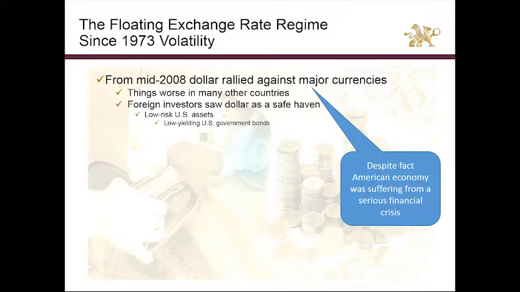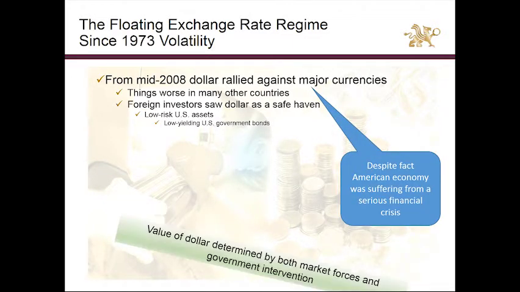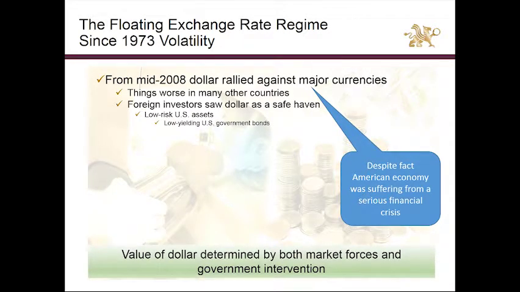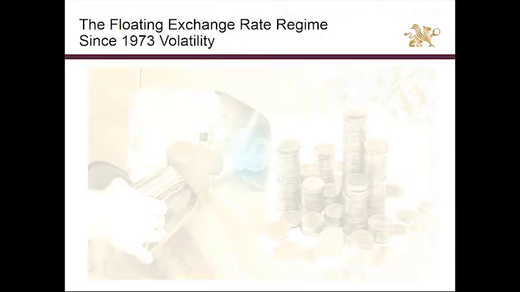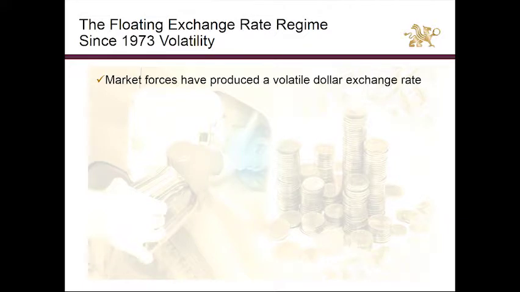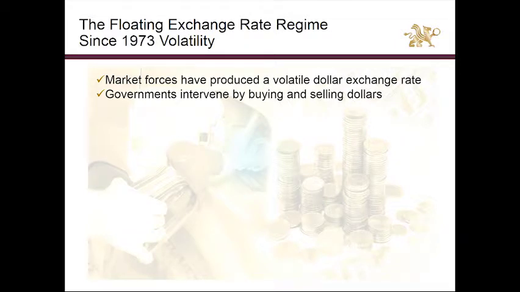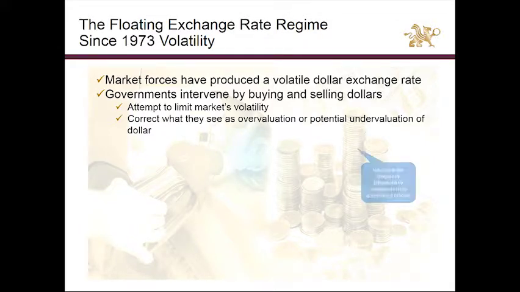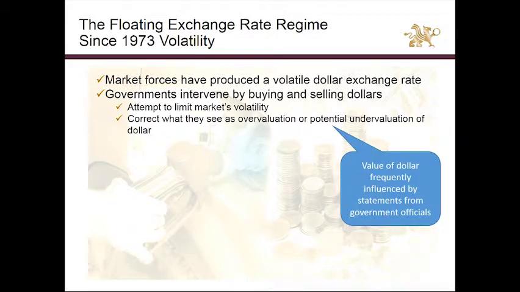Thus, we see that in recent history, the value of the dollar has been determined by both market forces and government intervention. Under a floating exchange rate regime, market forces have produced a volatile dollar exchange rate. Governments have responded by intervening in the market, buying and selling dollars, in an attempt to limit the market's volatility and to correct what they see as an overvaluation or potential undervaluation of the dollar.